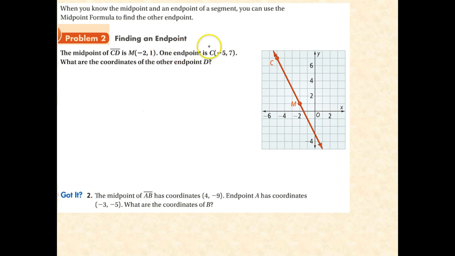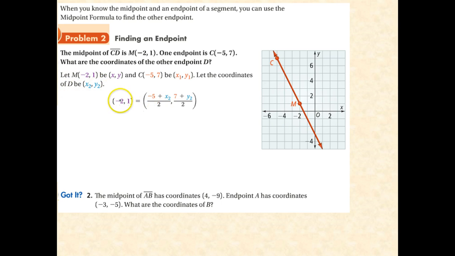Ooh, we can find an endpoint if we have one endpoint and the midpoint. If we know that C is (-5, 7) and M is (-2, 1), what are the coordinates of the other endpoint? We'll call the coordinates of D x2, y2, and we're just going to fill in everything we know. So -5 plus the x coordinate of the other endpoint divided by 2 equals -2, and 7 plus the y coordinate we're looking for divided by 2 equals 1.